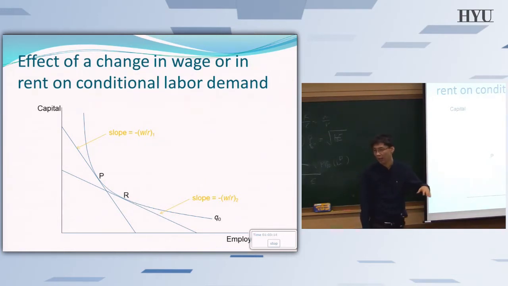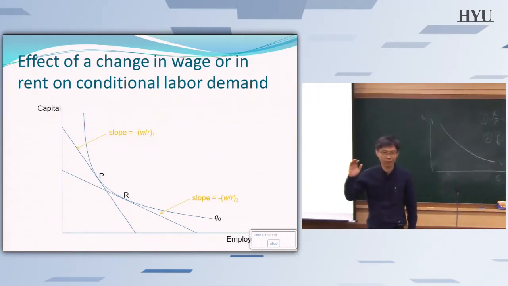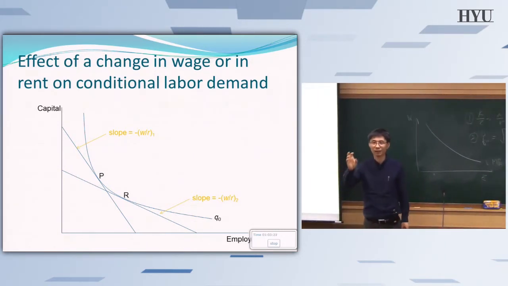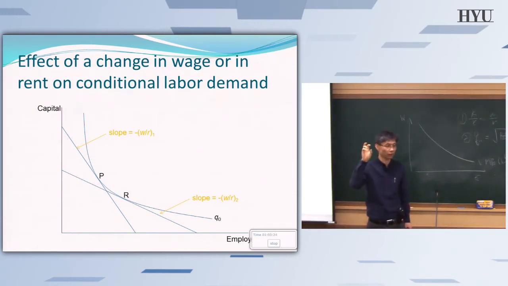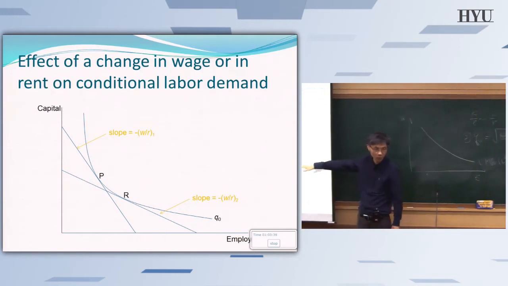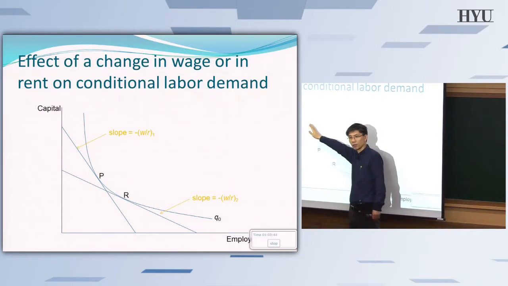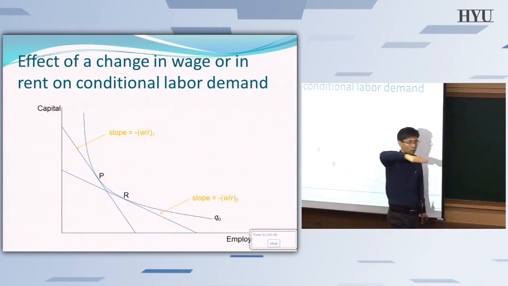Actually, the other way of looking at it is that rent goes up. So what matters here is not the level of wage or the level of rent. It is actually the ratio of wage to rent. So when the wage changes, obviously the ratio will change. Let's say wage falls. When the wage falls, this isocost line becomes flatter because W over R becomes smaller.